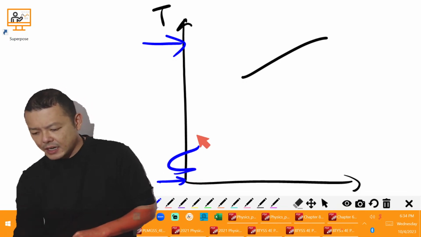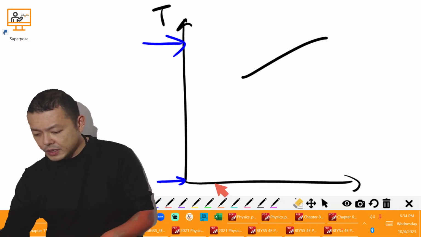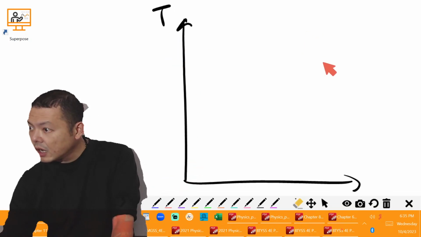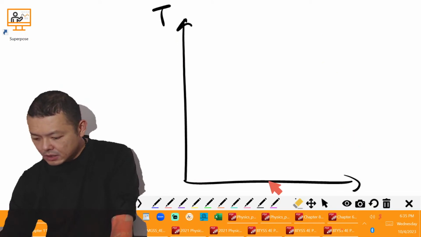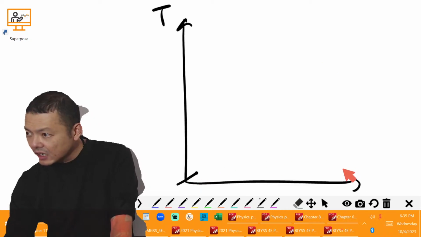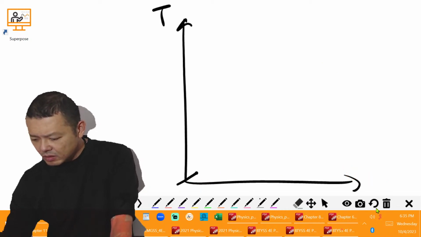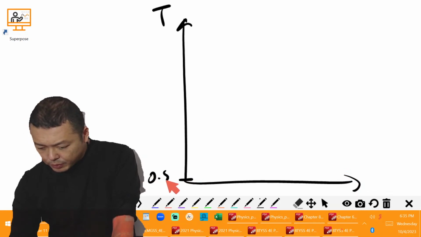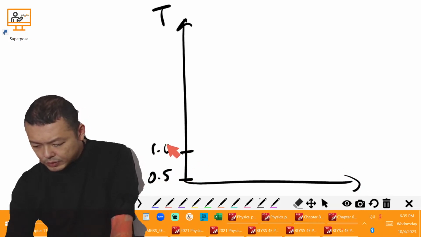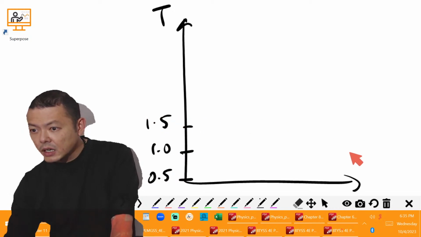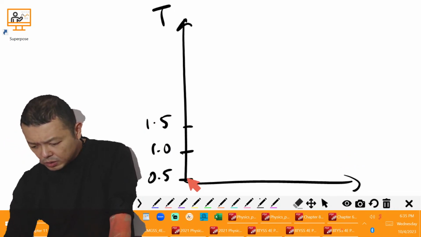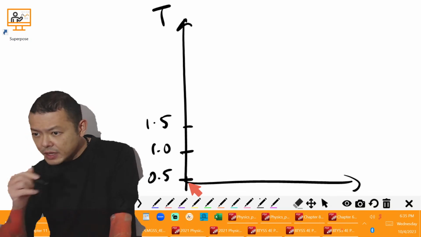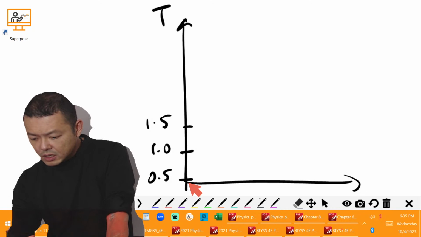Don't go and draw the zigzag line. No, you just write the value down only. I would just write down the value here, 0.5, 1.5. No, you just start from the base value there, so you don't need to extend it out along the x-axis.